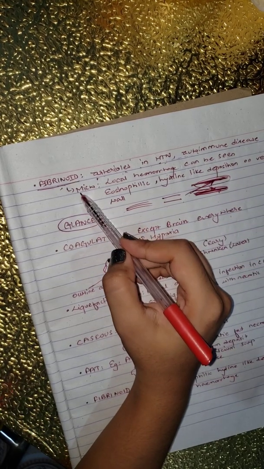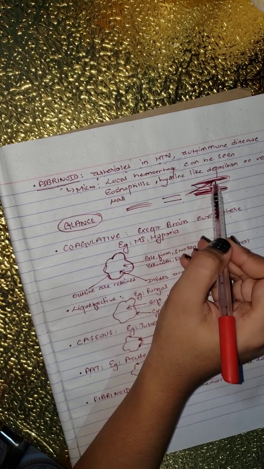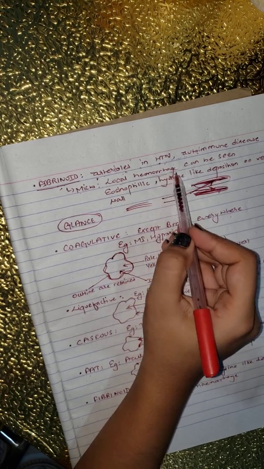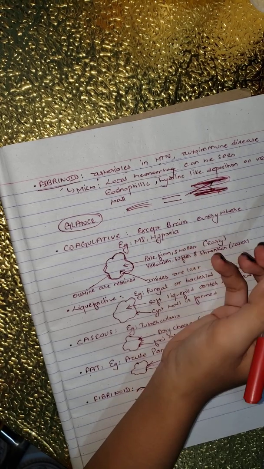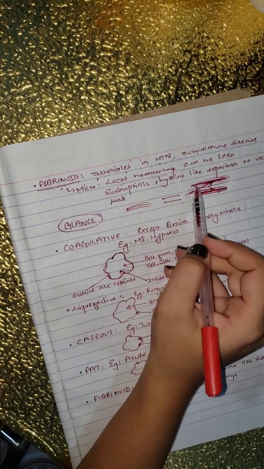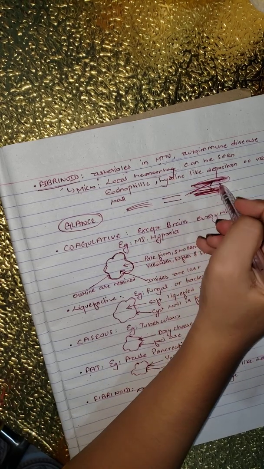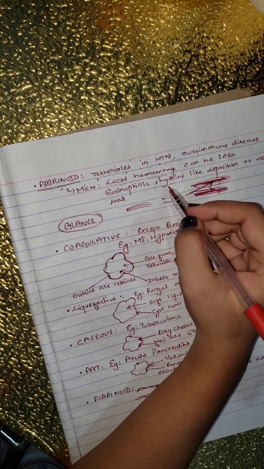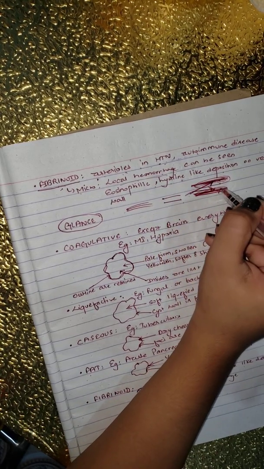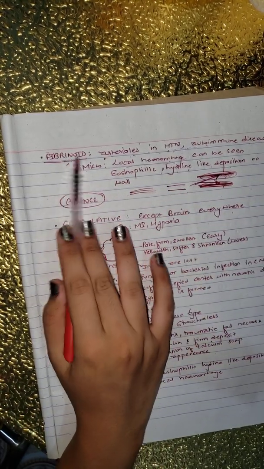Microscopically, if these things are hit from time to time over a long duration, local hemorrhage can be seen, because there are very thin blood vessels here. If something is hitting it very hard, then hemorrhage tends to happen in this area. So local hemorrhage can be seen, and eosinophilic hyaline-like deposition can also be seen in the vessel wall. These are the features of fibrinoid necrosis. So it is very easy to remember these things.